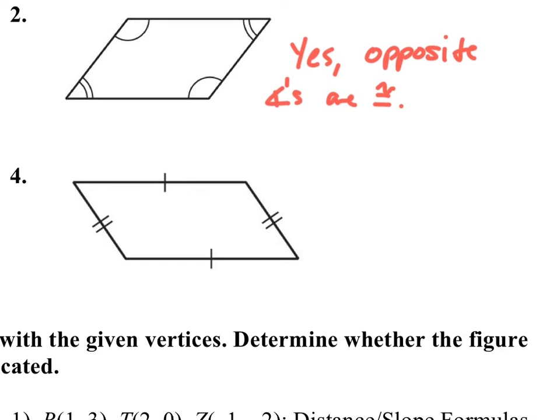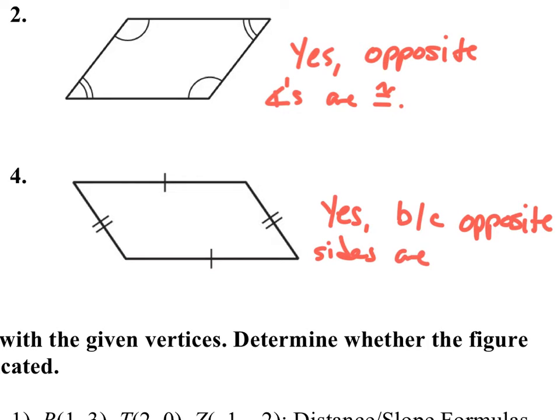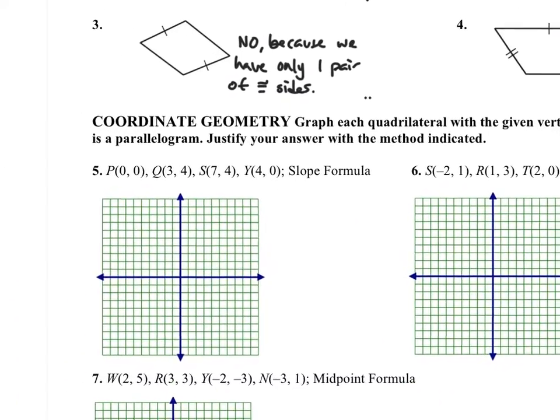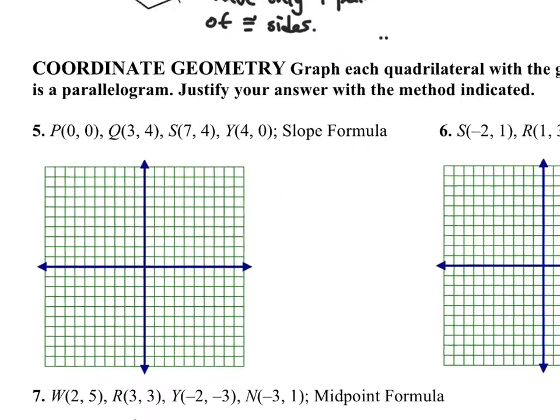Number four, this is a parallelogram. We would say yes, because opposite sides are congruent. Okay, and that's all we need to say about that. So let's go ahead and take a look at numbers 5, 6, and 7.